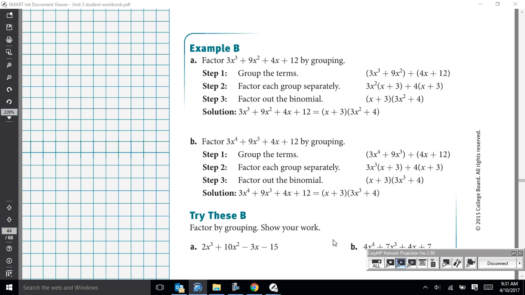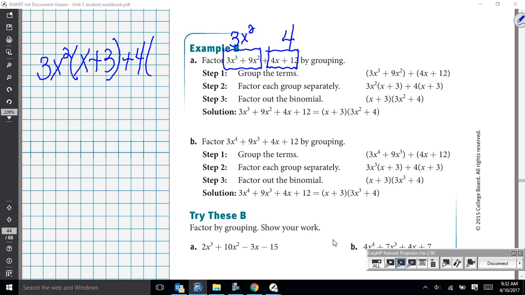They have a 3x squared, and x squared. What about these two? The 4, right? Now, when we take out a 3x squared, what are we left with? x plus 3 plus x. And when we take out the 4 from this, what do we have? x plus 3. Now, what do those two terms have in common? They both have x plus 3. So guess what? We can take that out as a greatest common factor.